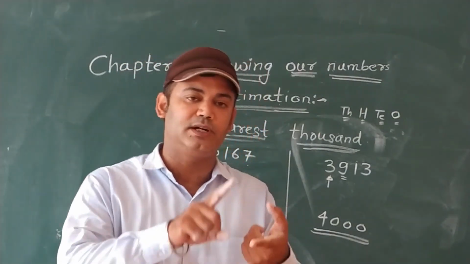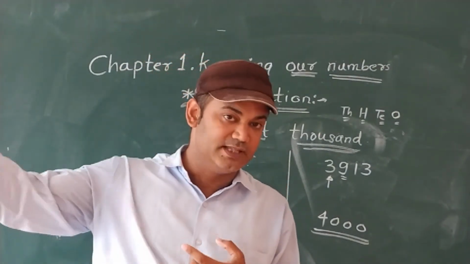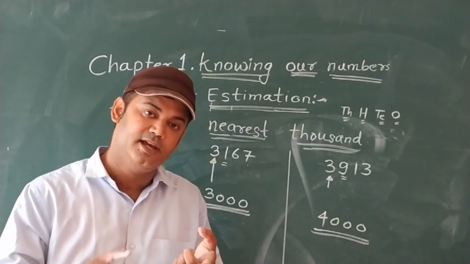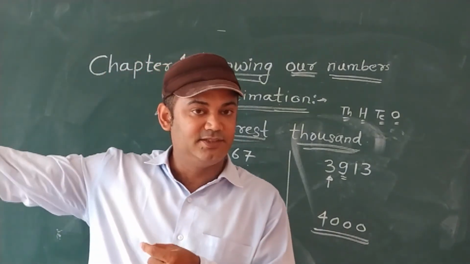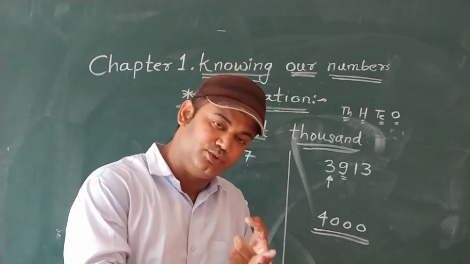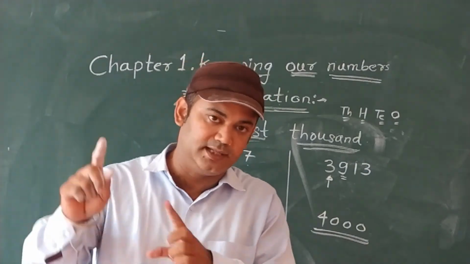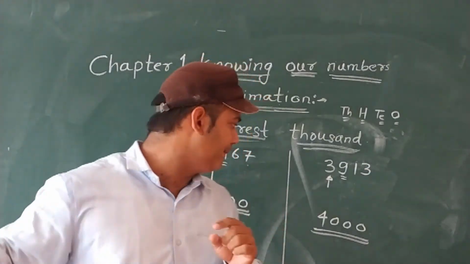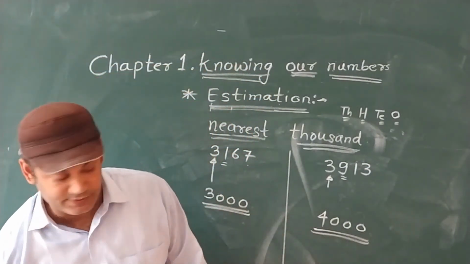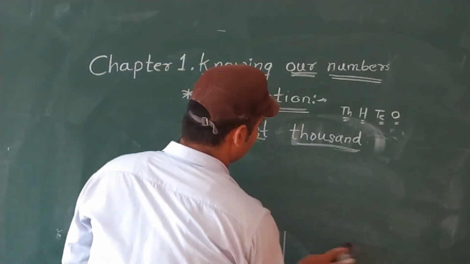Nearest 10 बोला है तो आपको 10 पे मार्क करके वंस देखना है. Nearest 100 बोला है तो 100 पे मार्क करके टेंस की वैल्यू चेक करनी है. Nearest 1000 बोला है तो आपको 1000 पे मार्क करके 100 की वैल्यू देखनी है. Okay? See one more example of this.